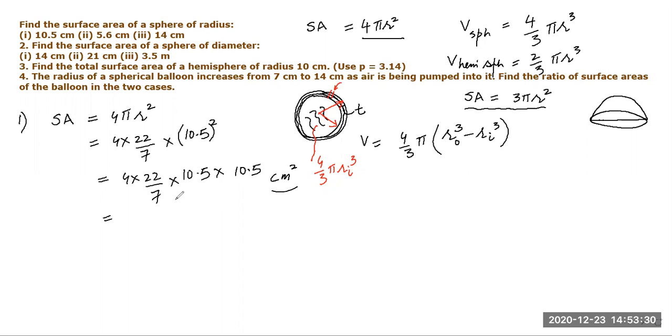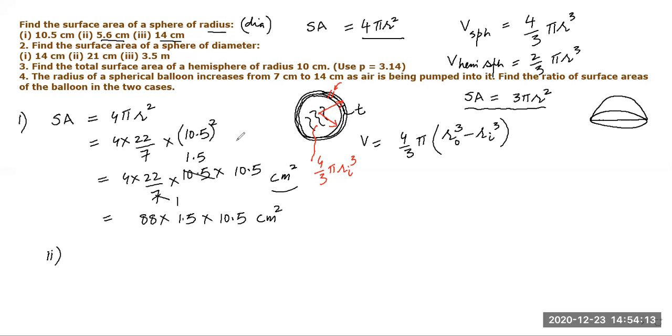So this will be 7 1s are 7, 7 3s are 21, 7 5s are 35. So simply students, multiply 88 with 1.5 with 10.5. So you will get whatever is the answer. You will get the answer surface area. Similarly, now in the second part, instead of 10.5, you will put 5.6 centimeter, and then you will put 14 centimeter. All are the radius. So obviously, you will do 14. If it was diameter, students, then we would have divided diameter by 2 to get the radius. So first question, 3 parts are over.